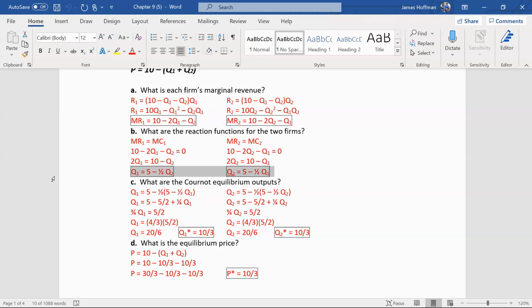Q2's reaction function into firm 1's reaction function. All right, so we have Q1 equals 5 minus 1/2 Q2, and all we're doing here is putting Q2, firm 2's reaction function, into firm 1's reaction function. So we get Q1 equals 5 minus 1/2 times (5 minus 1/2 Q1). So now we have just Q1, and all you have to do is solve for Q1.